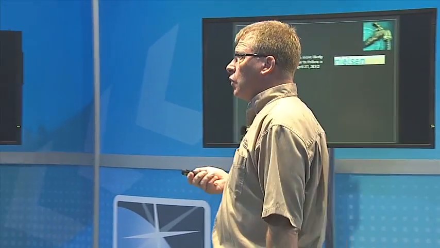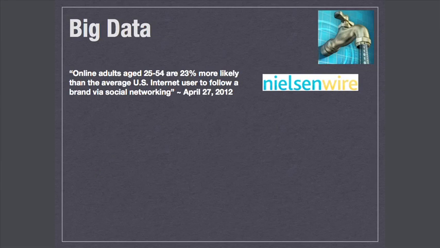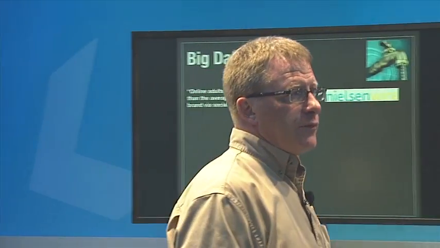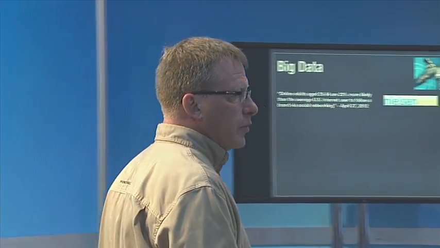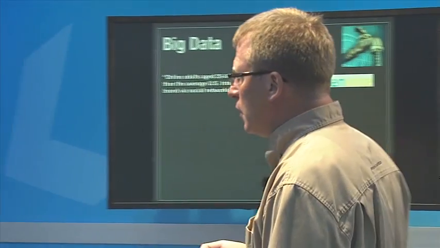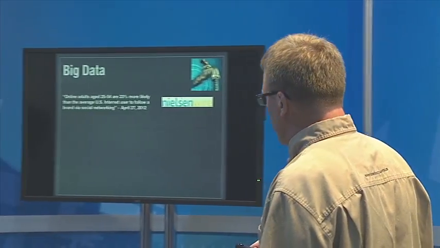These are all recent numbers. Online adults aged 25 to 54 are 23% more likely than the US internet user to follow a brand via social networking. That's a big number. 25 to 54 people will follow a brand, which means they're associated with a brand, which means they like the brand. There's a personality with the brand. People buy from people. If they like your personality, they'll buy from you. If you're not in the space and 54% of people are using it, your competitor's using it, they know that company better than they know you. You need to jump in.